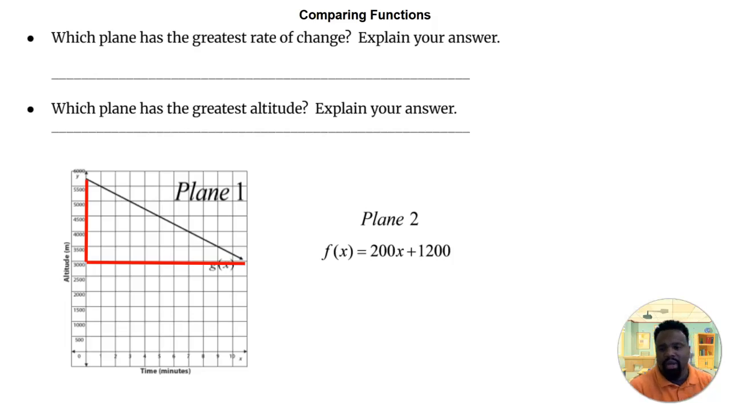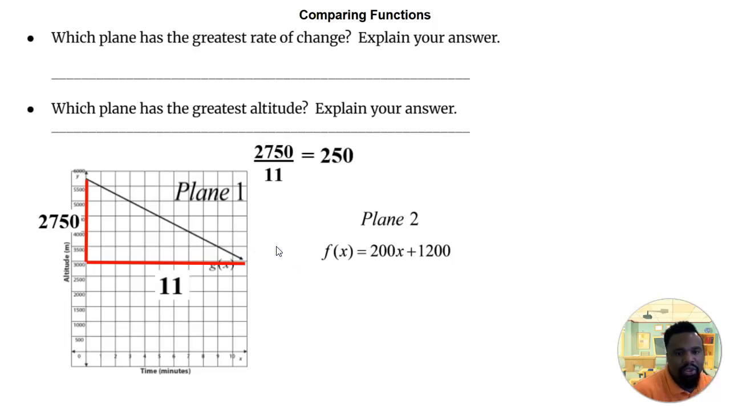All right. So we don't know for sure, but we can guess because it's half. And so we can say that our vertical distance is 2,750, and our horizontal distance is going to be 11. So we do our rise over our run. That's going to give us 250. So 250 will be the rate of change of plane 1. So it descends at a rate of 250 meters per minute.